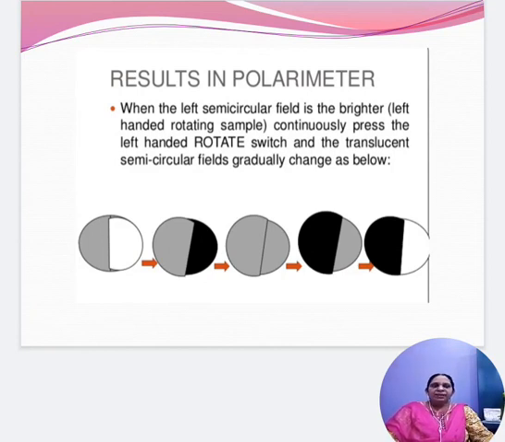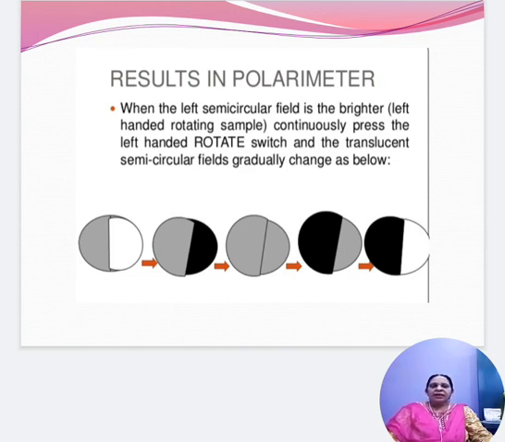The results in the polarimeter: you have two semicircles, making one complete circle as shown in the figure. When the left semicircular field is brighter, it is a left-hand rotating sample. Continuously press the left-hand rotate switch and the translucent semicircular field gradually changes as below. You can see it is changing gradually to a dark pattern.